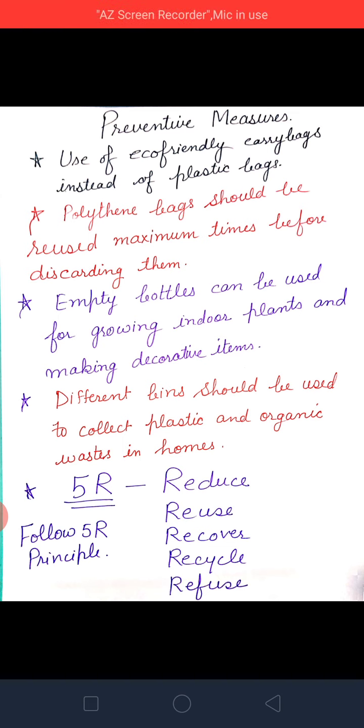It is a very general topic: what are the properties of plastic, what are the uses of plastic, what is the impact of plastic on the environment, how we can dispose of it properly, and what are the preventive measures to use plastic.